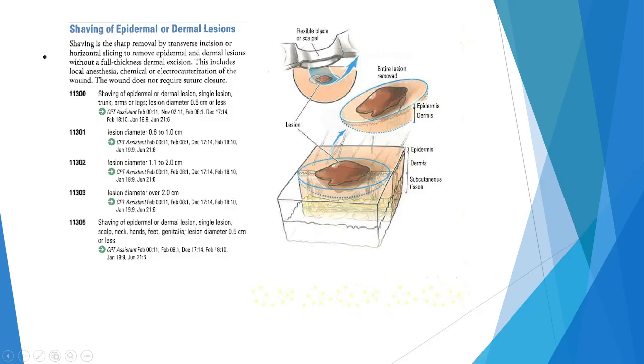Here is the skin section. There is shaving of an epidermal or dermal lesion, single lesion. So it is based on the number of lesions, the location, and the diameter. Based on the size of the lesion and the location, it is coded. So here is one for the arm, trunk, and leg, and one for the scalp, neck, and hand. So that is shaving.